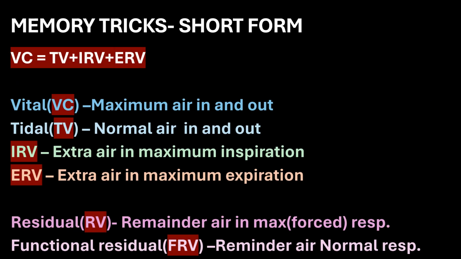Let us have a quick recap of these memory tips. VC is equal to TV plus IRV plus ERV. VC, vital capacity, maximum air in and out. Tidal volume TV, normal air in and out. IRV, extra air in maximum inspiration. ERV, extra air in maximum expiration. RV, residual volume, remainder air in maximum respiration. Functional residual capacity is the remainder air in normal respiration.